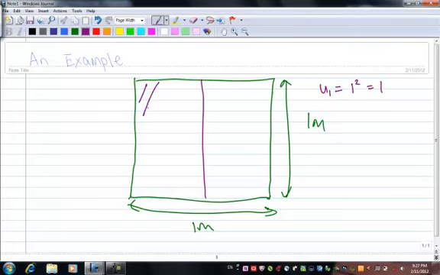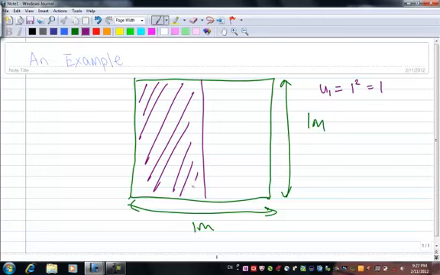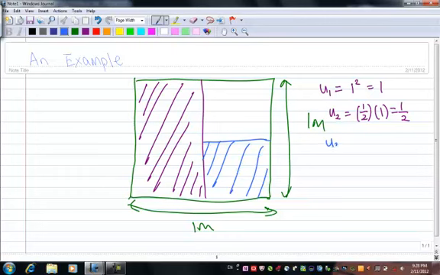Now U2 is the area of this purple shaded rectangle. Now can you tell me what this is? It's going to be half times 1, right? So it's half times 1, which is going to equal half. Now let's create U3 by taking half of the remaining area. So then, the area of U3 is going to be half times half, and this is going to be a quarter.